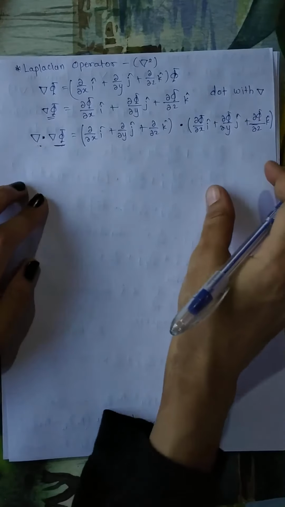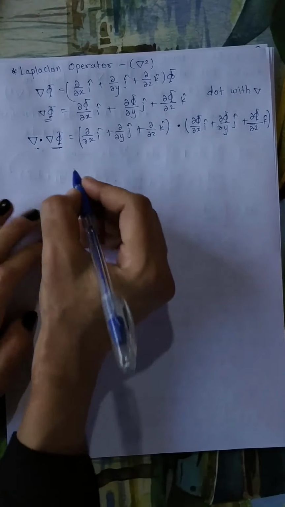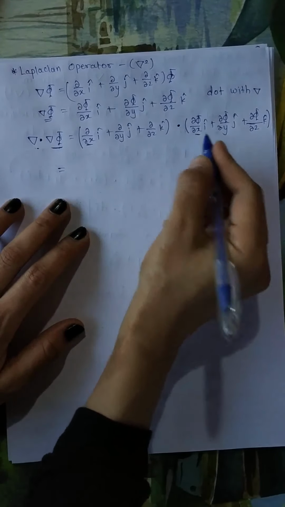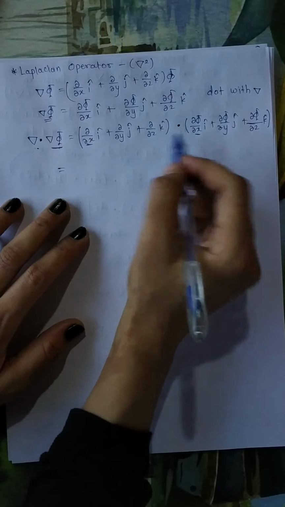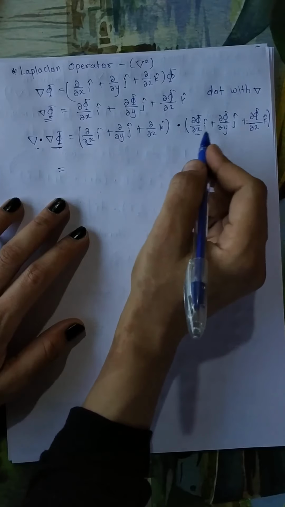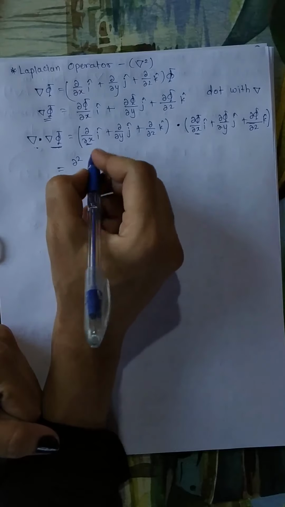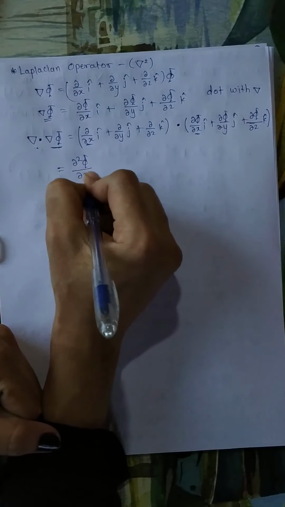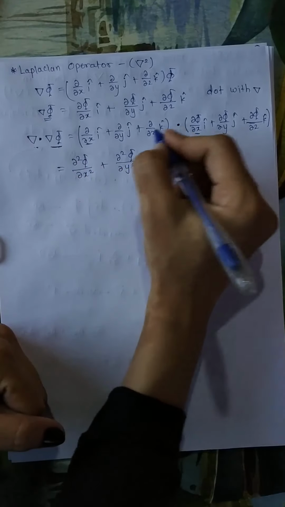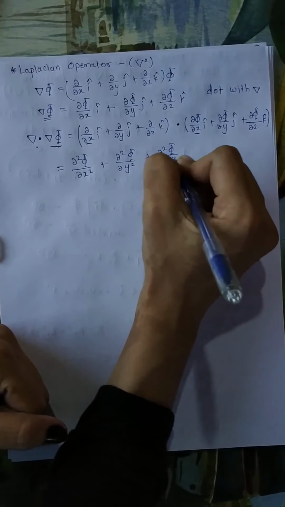And if you calculate this dot product, you should by now be an expert in calculating dot products. So this dot product will be this dotted with this. i dot i is 1, j dot j is 1, k dot k is 1, and the other crossed terms will be 0. So we get dou square phi upon dou x square plus dou square phi upon dou y square, and for the third term, dou square phi upon dou z square.